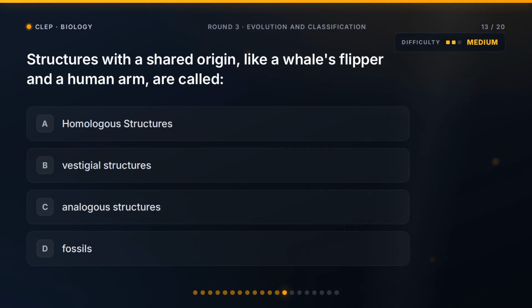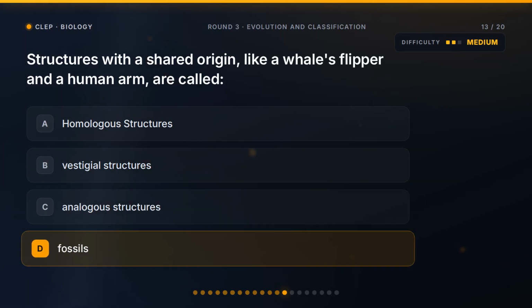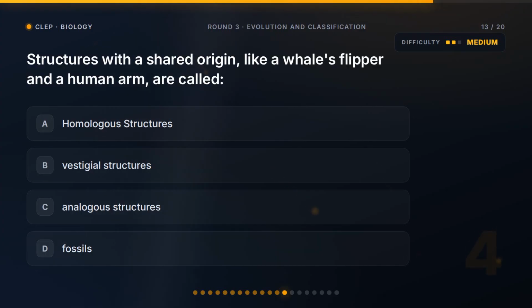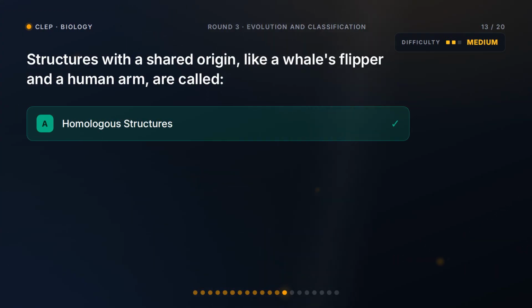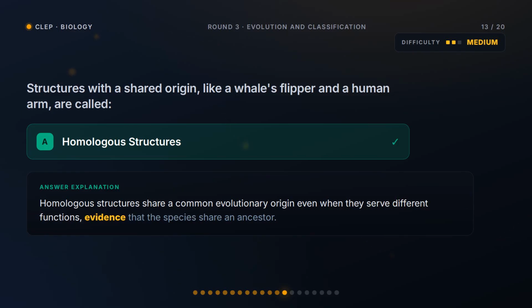Question 13. Structures with a shared origin, like a whale's flipper and a human arm, are called A. Homologous structures. B. Vestigial structures. C. Analogous structures. D. Fossils. The answer is A. Homologous structures. Homologous structures share a common evolutionary origin, even when they serve different functions, evidence that the species share an ancestor.